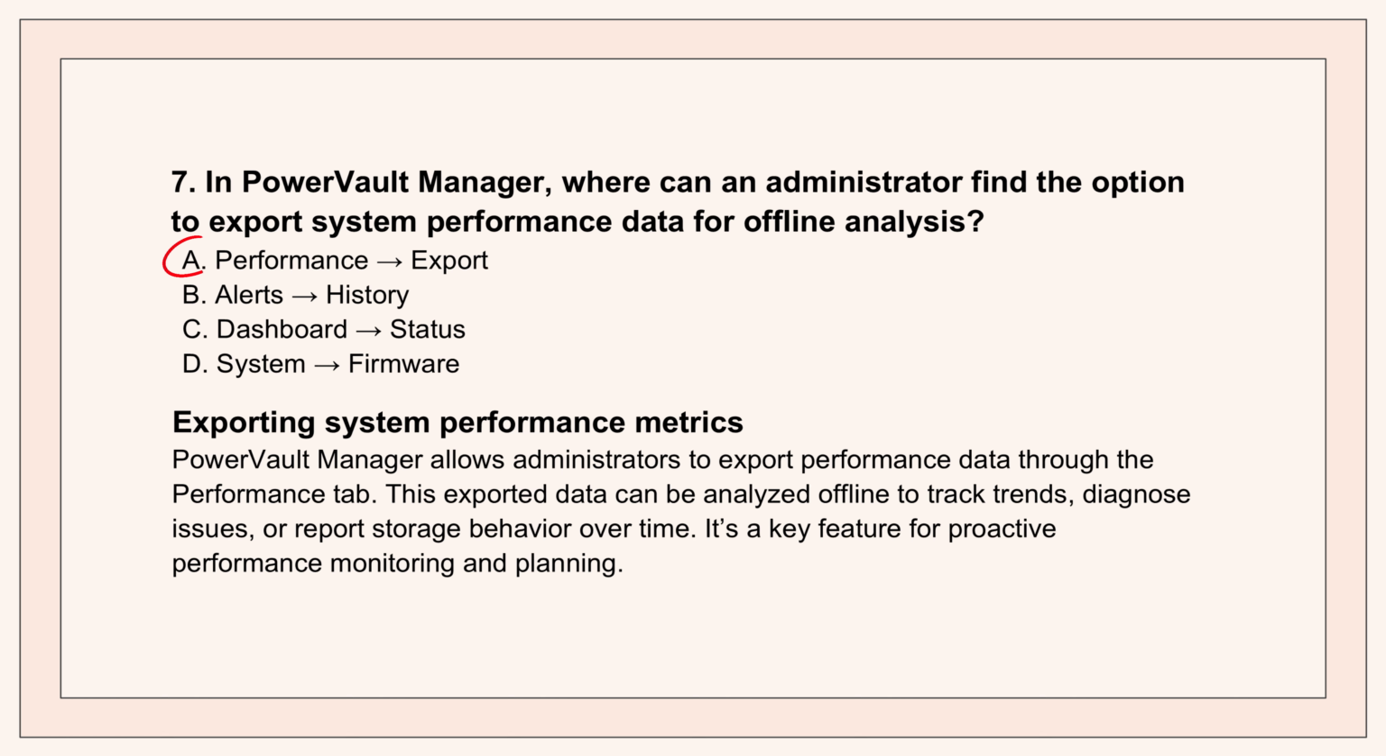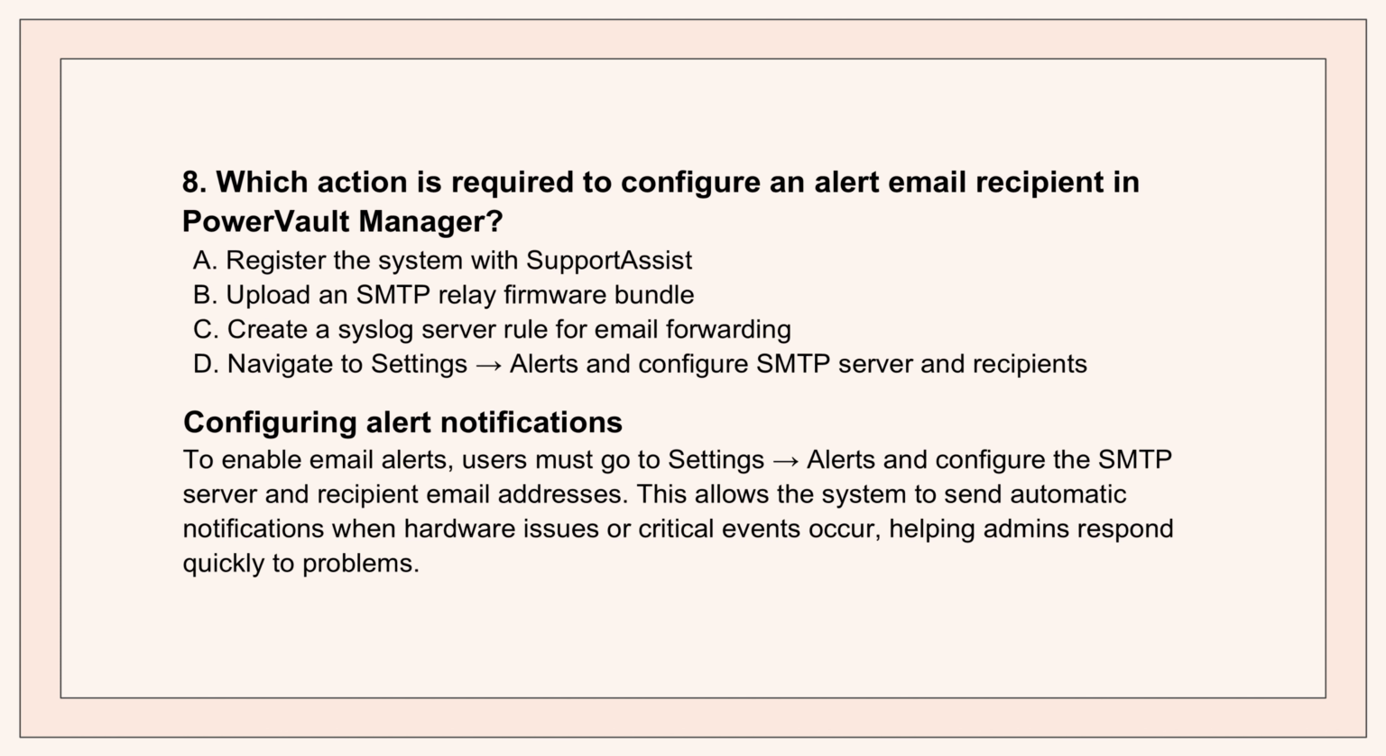So knowing the performance is one thing, but you can't stare at the dashboard all day. You need notifications when something's wrong. Absolutely critical. How do you actually configure PowerVault Manager to send out alert emails? What are the steps? This is your early warning system setup. You navigate to settings, then find alerts. Settings, alerts, okay. And in there, you need to configure your SMTP server details. That's your outgoing mail server. And then obviously add the email addresses of who should receive the alerts. So SMTP server plus recipient list.